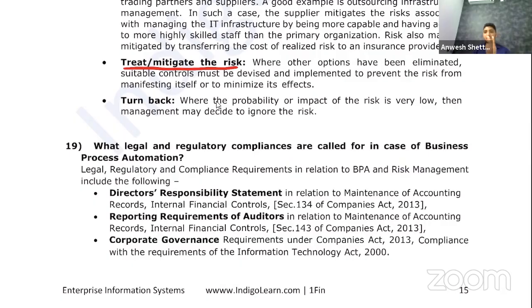Okay. Next one is turn back. Turn back means ignoring the risk. Even if there is a risk, you think, that risk is way too small, let me not think about it. That is called turn back, that is ignoring the risk. So these are the different risk management strategies. We come to the end of question number 18.